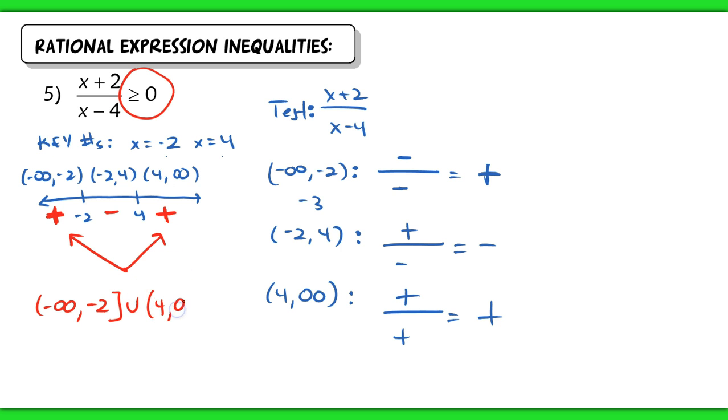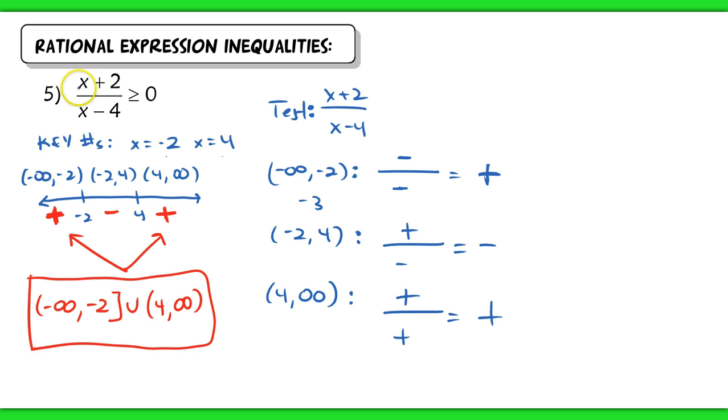And now this time, notice that I am not putting a closed bracket here on the 4. Remember, if x equals 4, then this is undefined, and we can't have that, dividing by 0, so it's not technically part of our solution here. So we have 4 with an open bracket, but this would be our solution representing all possible x values for when this rational expression is greater than or equal to 0.